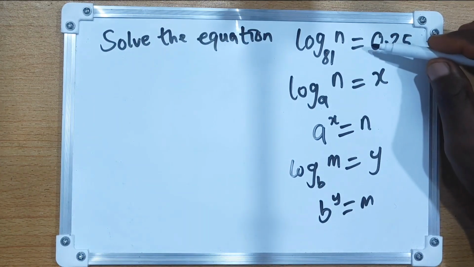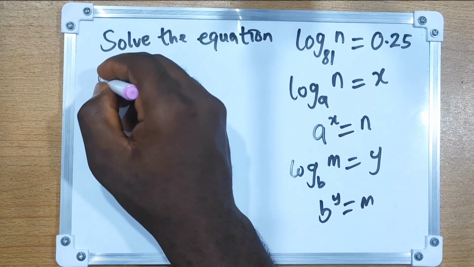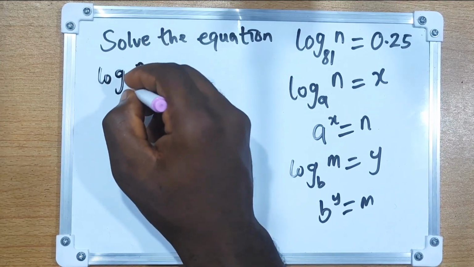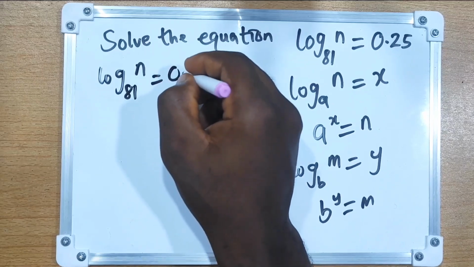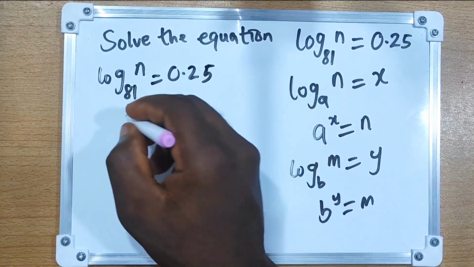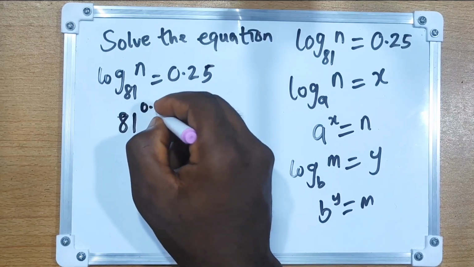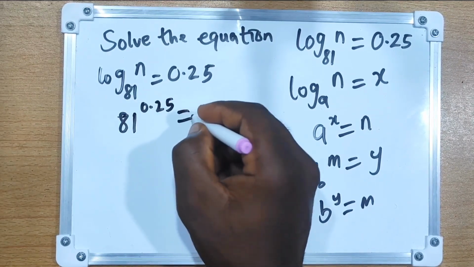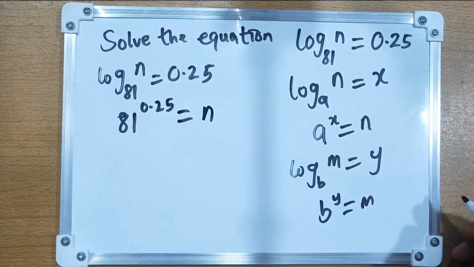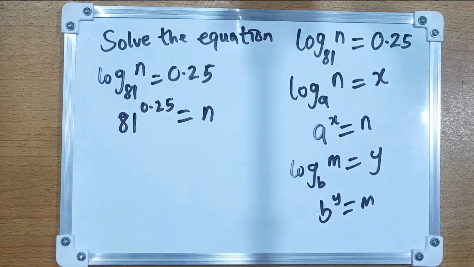So applying that in this question, we are going to say that log n to base 81 equals 0.25 can be transformed. So this is going to be 81 raised to power 0.25 equals n. So we have transformed this to indices form. Now we can solve easily.